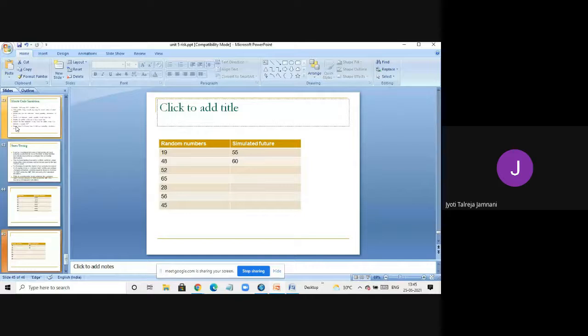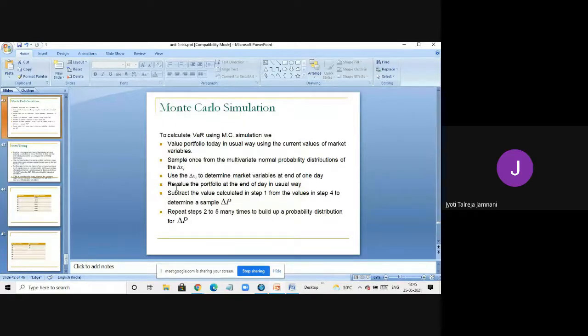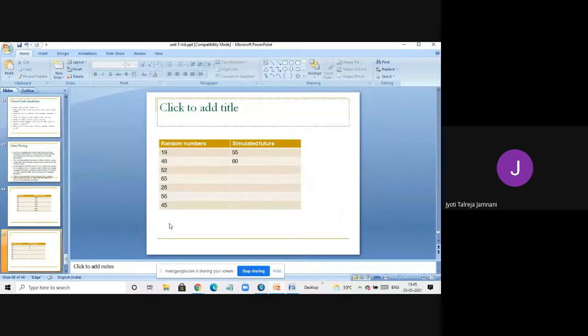Now, next step, revalue the portfolio at the end of the day in the usual way. Subtract the value in step 1 from the value in step 4. Step 1 was the value you found out as it is for today's day, and step 4 was to use random numbers and find the value again. So in my step 1 I told you to assume today's value of the portfolio to be 50. Suppose you have calculated and it is 50. So today's value is 50 and the simulated value, as per my futuristic assumption, is 55. So we're doing 50 minus 55. So you get a loss of 5 rupees.